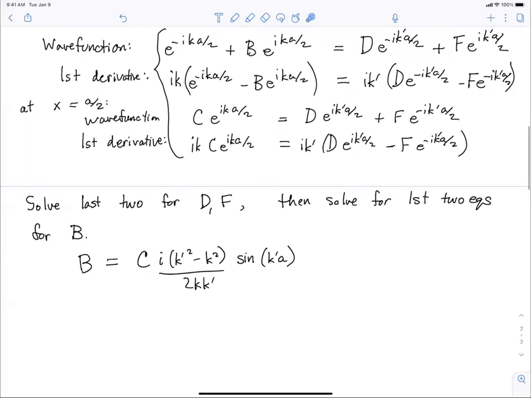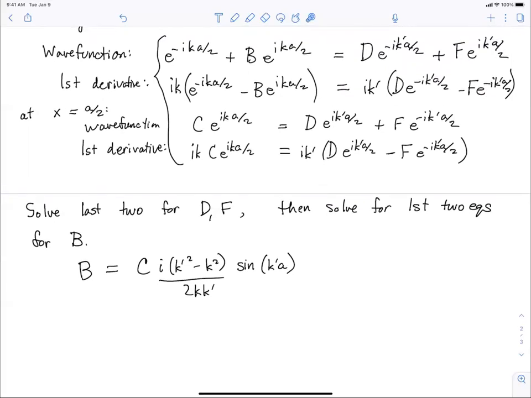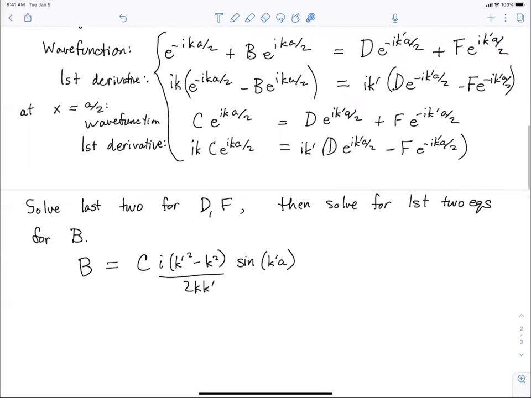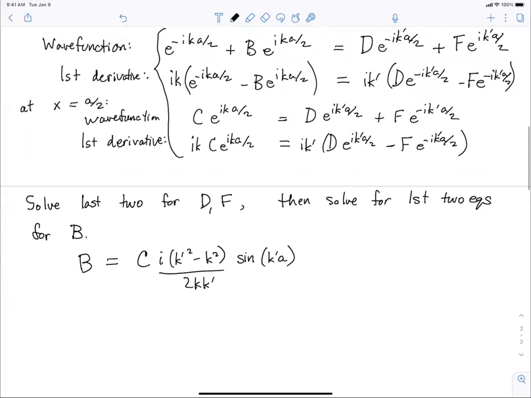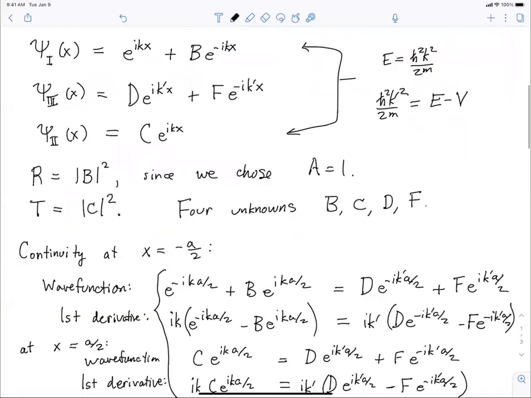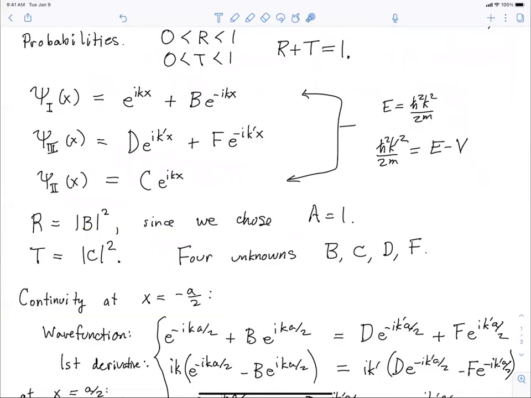So now you can either solve the other one of those 2 equations from the first 2 equations, but it's actually more efficient to use the fact that we know that our reflection coefficient and our transmission coefficient add up to 1, and one of them is just B squared, and the other one is just C squared.